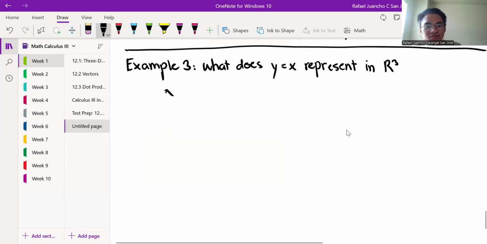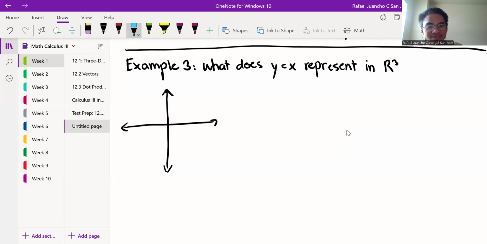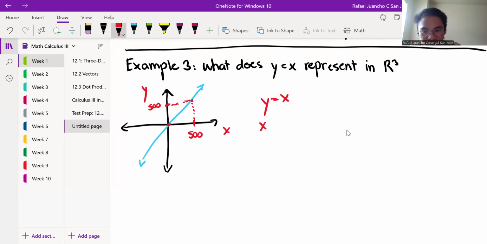If we look at the 2D perspective, y equals x is basically this thing. That's it, because whatever x is, that's what y is. So say this is x, this is y. When x is 0, y is 0. When x is 500, y is 500. That should be a line. My drawing is bad. Algebra: x equals y.